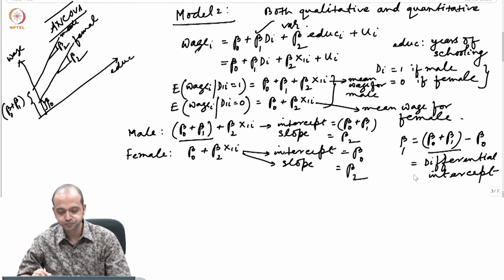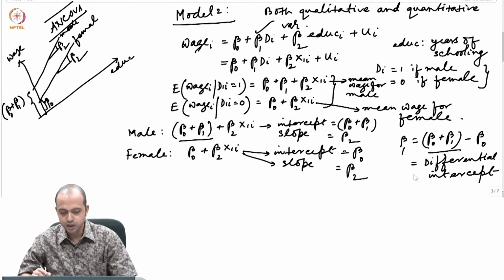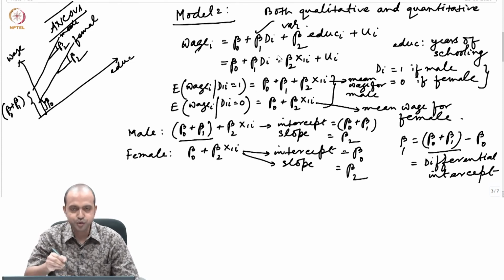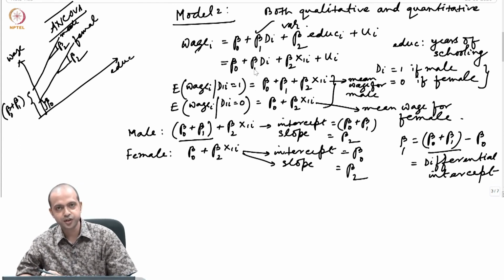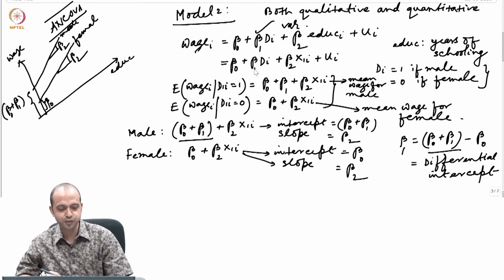Okay. So, the interpretation of beta 1 in this model is the differential intercept, and both the male and female wage functions have slope equal to beta 2. That means there is no change in slope.